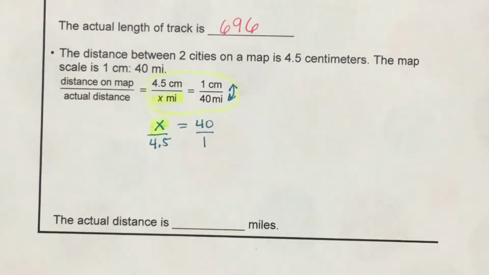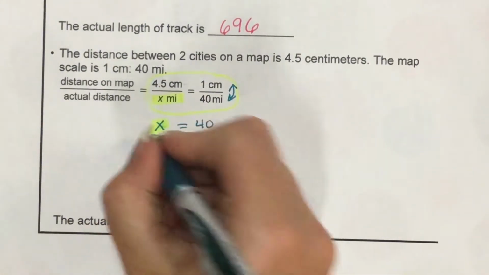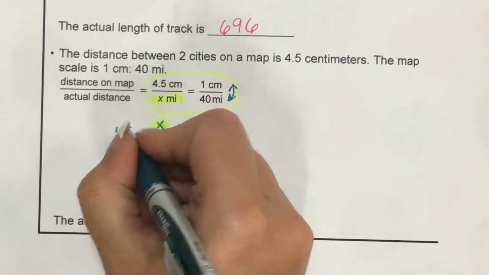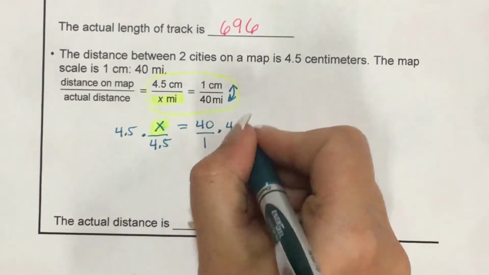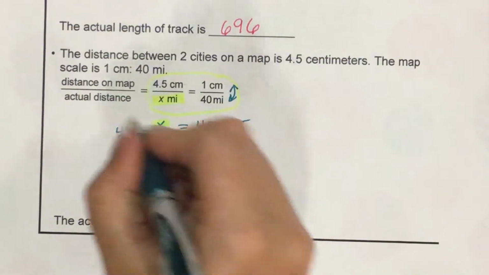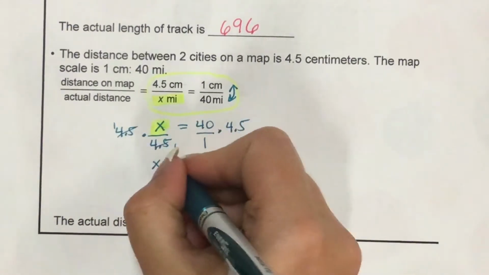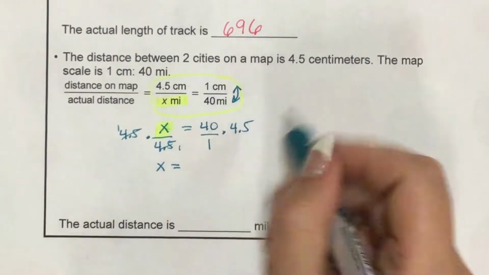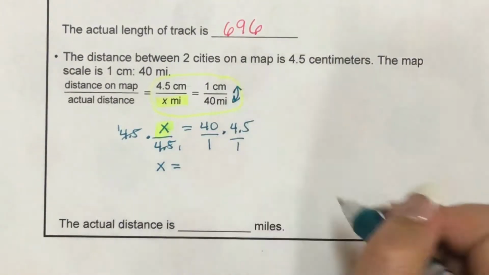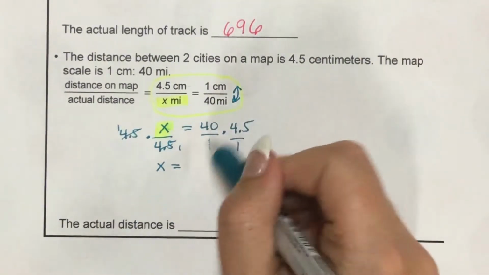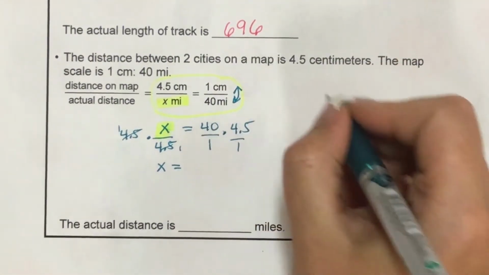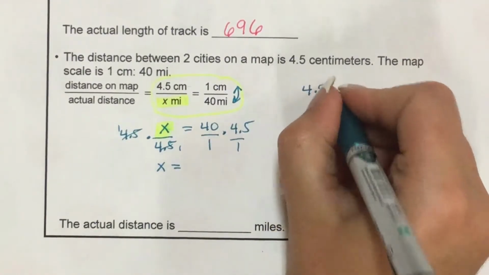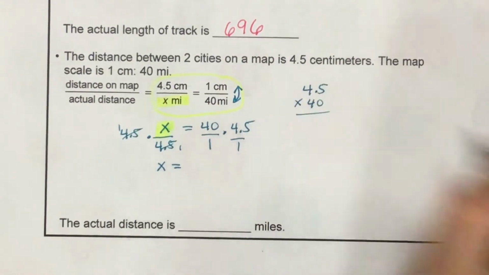We have x divided by 4.5, so we have to do the inverse operation of division, which would be multiplication. We're going to multiply both sides by 4.5. Those 4.5s cancel out and become 1. We're left with x equals 40 times 4.5 over 1. We can't really cross cancel, so we just have to multiply across. So I'm just going to have to figure out what 4.5 times 40 is.